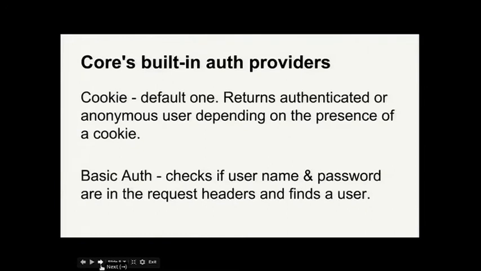This is the default one. So if, for example, there's no cookie, this authentication provider will create an object which is the anonymous user, and then hand it out to the authorization system to see if the anonymous user can do something with this request you are requesting.